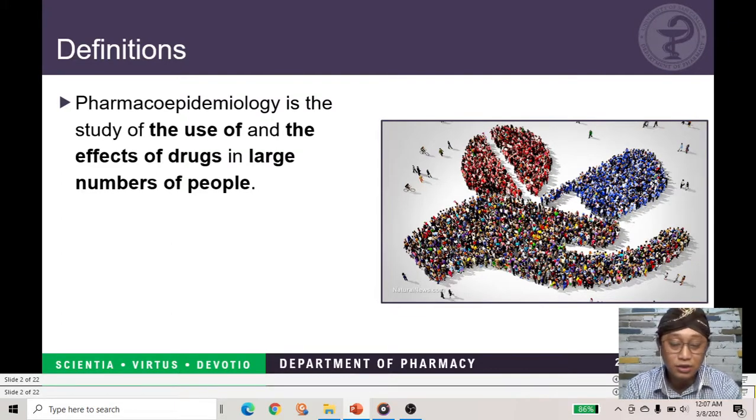How large is large? It's not easy to say. It depends on the setting. Usually in developing countries, like in Indonesia, it's not easy to gather a lot of data, while in developed countries such as European countries or North America, they can use existing integrated databases to retrieve data from many patients, so hundreds of thousands or probably millions. So that's pharmacoepidemiology by definition.